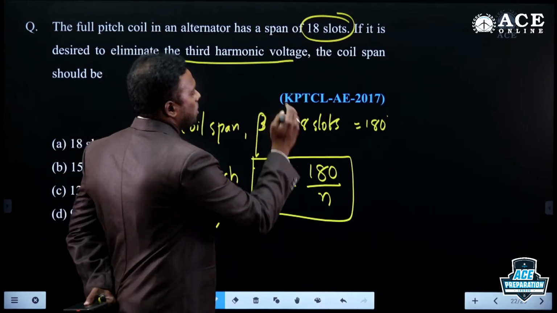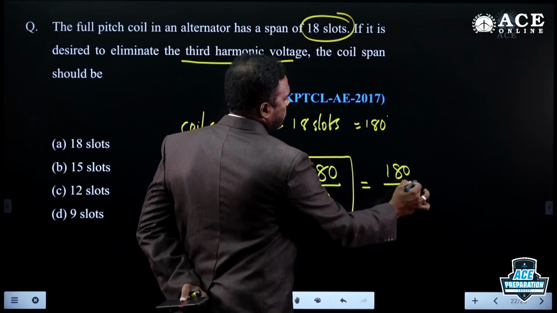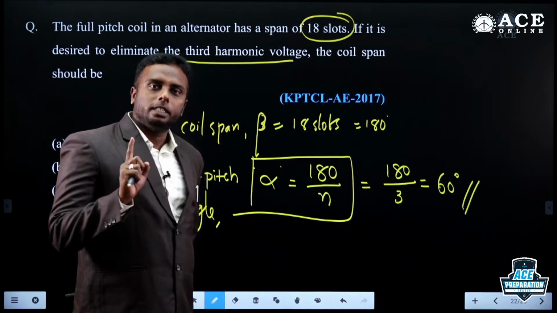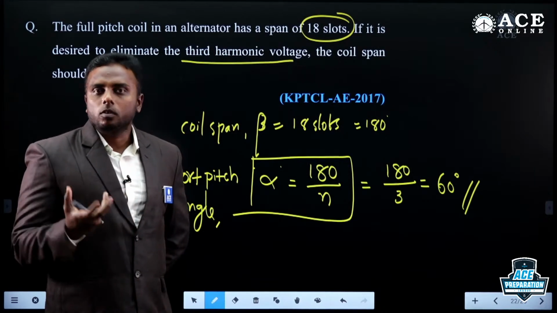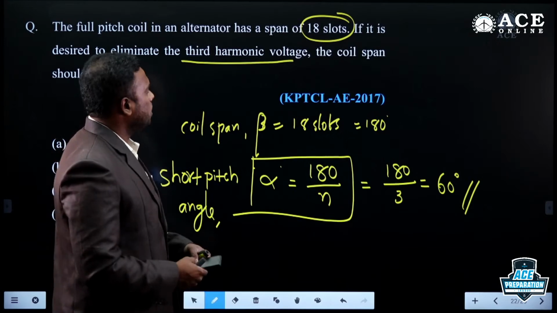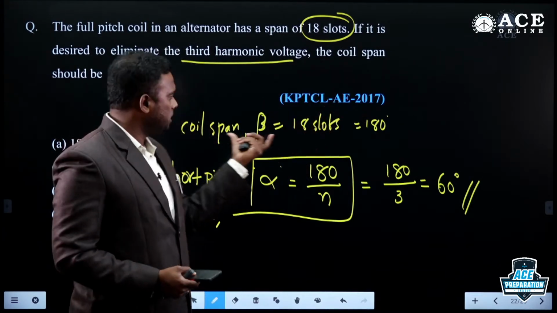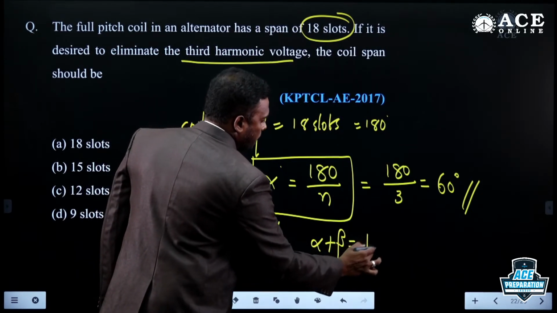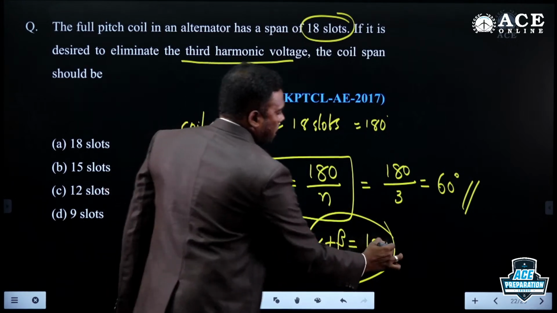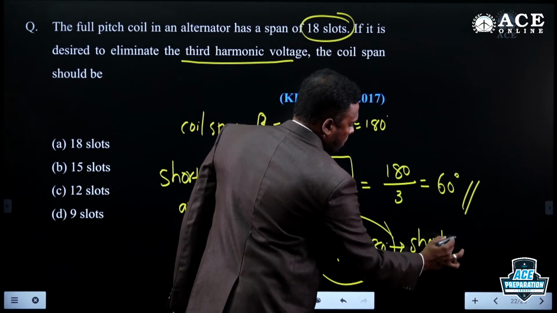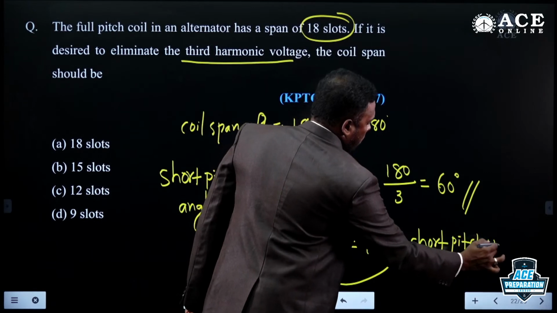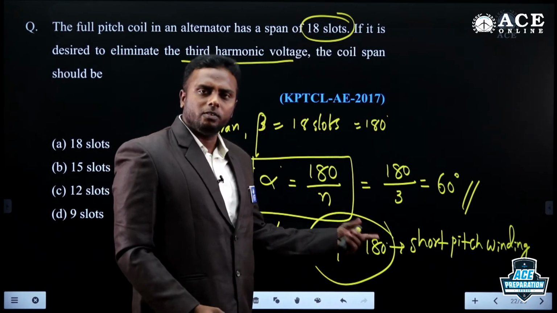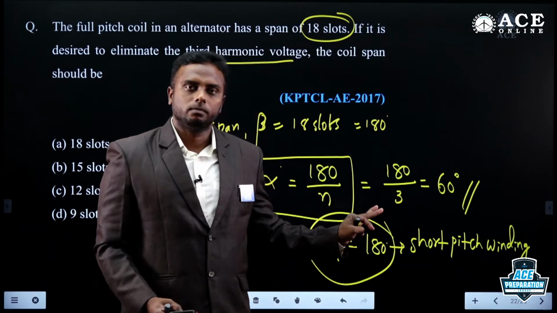But in the question, the third harmonic is given. That's why it is 180 by 3. How much is it? 60 degrees. So we need a short pitch angle of 60 degrees. So what is the coil span? They are not asking for the short pitch angle here. They are asking for the coil span, meaning beta. So in a short pitch winding, always alpha plus beta equals 180. Remember, in short pitch winding, the sum of the short pitch angle and coil span must always be 180 degrees.